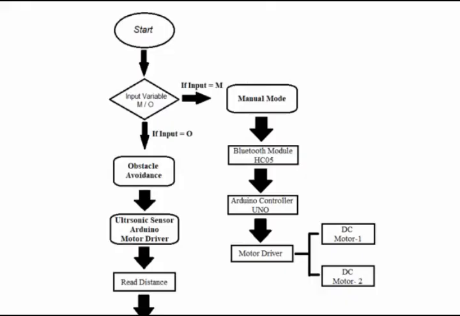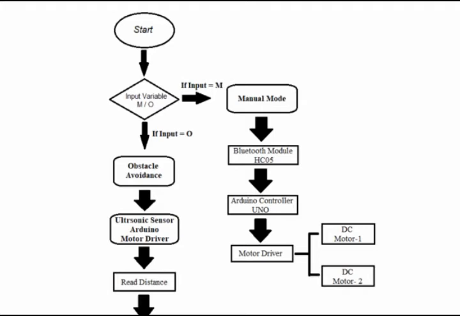So we have two input variables, M or O. M is for manual mode and O is for obstacle avoidance mode. When you select the input mode M, the Bluetooth module which we have used will send a request to the Arduino controller, and Arduino will further transfer that request to the motor driver. And if we talk about the obstacle avoidance mode, if you select that, then a request will be sent to the ultrasonic sensor, which further sends a request to Arduino, and Arduino will forward that request to the motor driver.